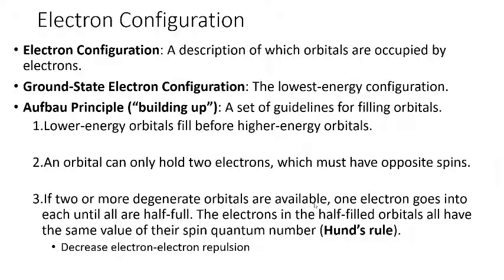So the first is 1, lower energy orbitals fill before higher energy orbitals. 2, an orbital can only hold 2 electrons, which must have opposite spins. We'll get into spins in the next slide. And 3, if 2 or more degenerate orbitals are available, 1 electron goes into each until all are half full. The electrons in the half-filled orbitals all have the same value of their spin quantum number. And so this third part is called Hund's rule. The reason for that is it decreases electron-electron repulsion.